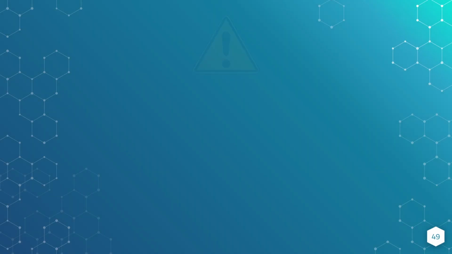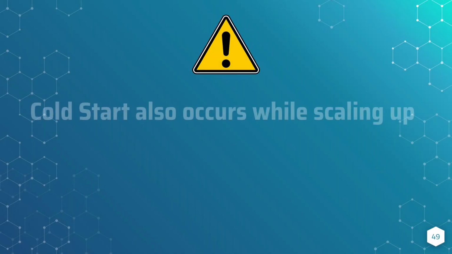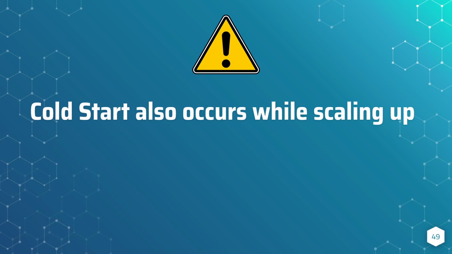Now I wanted to give you a brief little warning here, and that is that cold start also occurs while scaling up. And there is a hard limit here that Lambda will only scale up by 500 execution environments, so 500 containers per 1 minute. So if all of a sudden you're getting, I don't know, maybe 5,000 requests as a burst, then Lambda is going to be a little bit slow to scale up. So during that time, you may see throttling.